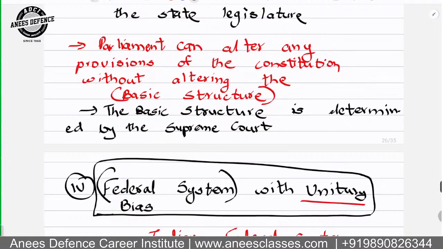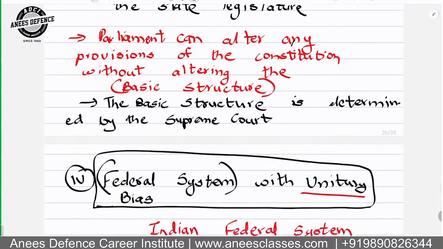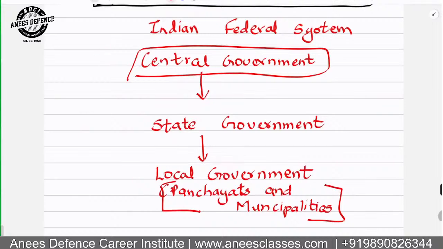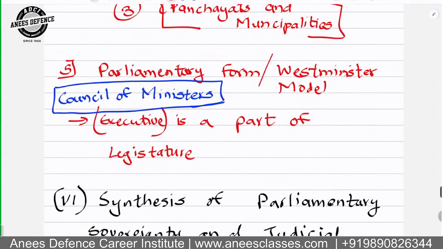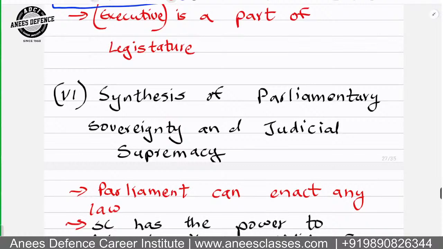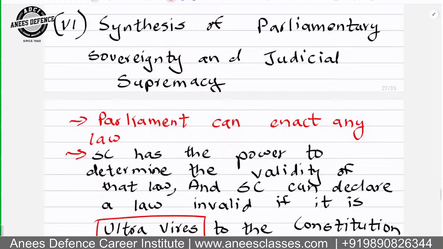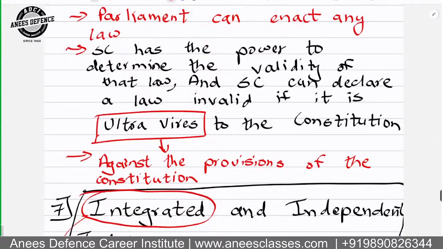Parliament can alter any provisions of the Constitution without altering the basic structure. Then federal system with unitary bias. Indian federal system is divided into 3 tiers. Parliament we have seen. Council of Ministers run the government. Synthesis of parliamentary sovereignty and judicial supremacy. Parliament can enact any law. Then Supreme Court has the power to determine validity of that law, and Supreme Court can declare a law invalid if it is ultra vires.